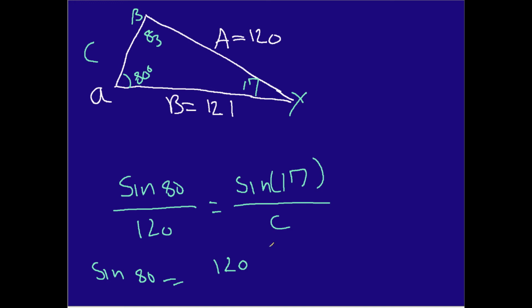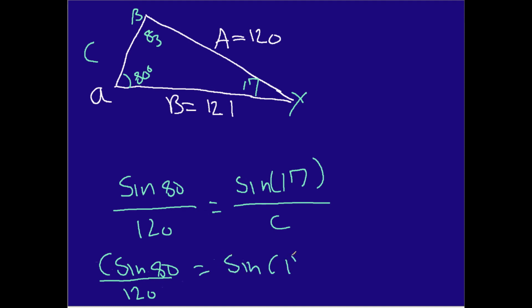120. Wait. Do I want to do that by C? No, I want to multiply both sides by C, excuse me. Multiply both sides by C, and then that cancels out. What we need to do first is multiply both sides by C, and so I end up with C sine 80, hope you can see that, over 120 equals sine of 17.